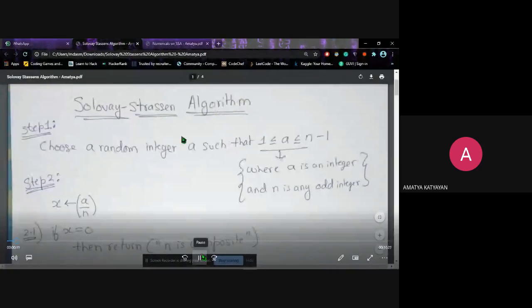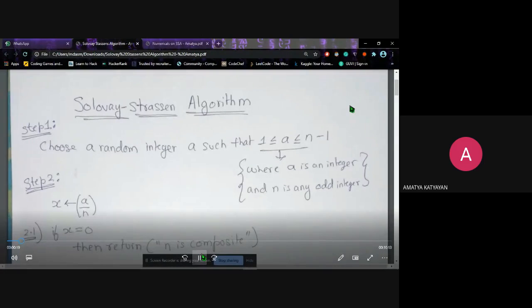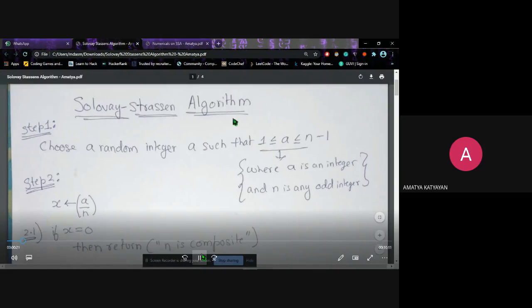If you have not watched the videos on the prerequisites, that is the quadratic residue, the Legendre symbol and Jacobi numbers, then I will request you to watch those videos and then proceed with this video to get a better understanding of the Solovay-Strassen algorithm. So let's proceed with step one of the Solovay-Strassen algorithm.